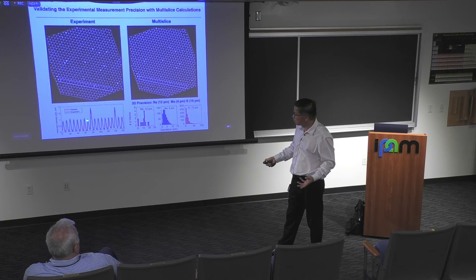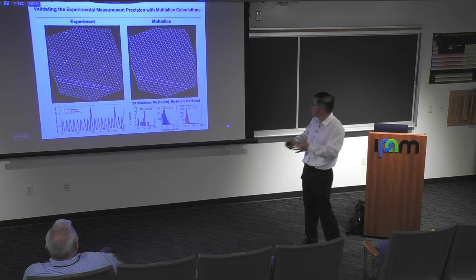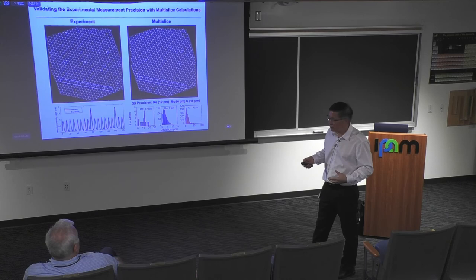And then from this calculated projection with added noise, we can do the same thing and trace the individual atoms. So we have an atomic model from the experimental measurement and an atomic model from the calculated multislice. The precision is 12 picometers for rhenium and 4 picometers for molybdenum. Very, very accurate. For 2D materials, because they're very thin, we can get very accurate results. So far, it's 15 picometers.